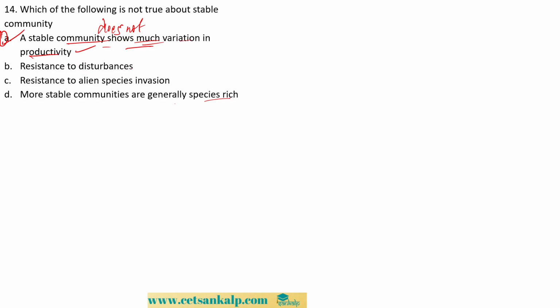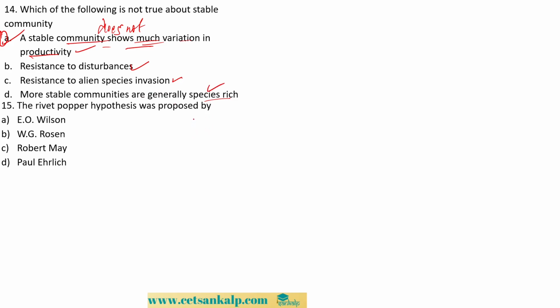Automatically, we can say it is more resistant to disturbances and resistant to alien species invasion, and also you see that generally stable communities are more species rich, right? Let us move on to the next question.